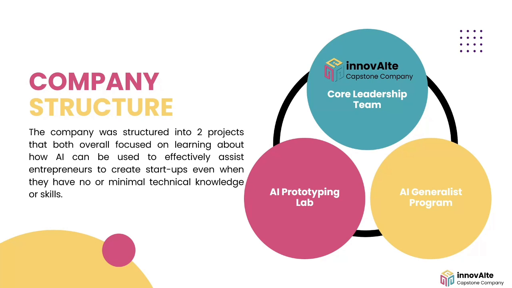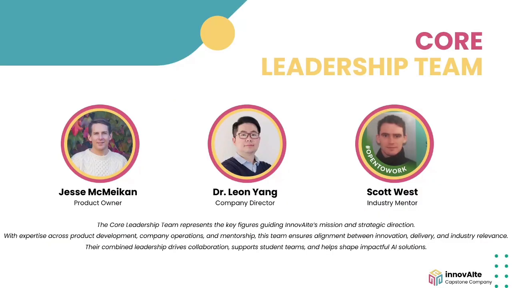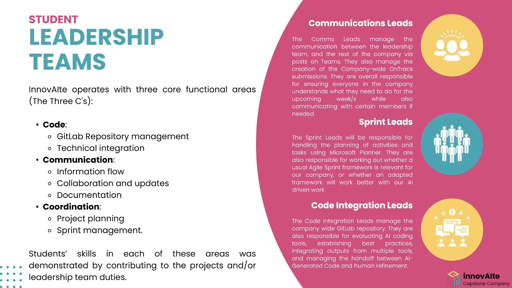And then we have the core leadership team. So the core leadership team for Trimester 1 2025, we had Jesse McMeekin, he was our product owner. We had Dr. Leon Yang as our company director, and we had Scott West as our industry mentor. So InnovAIte operates with three core functional areas. These are code, communication, and coordination. And each of these core functional areas have a leadership team associated with them.